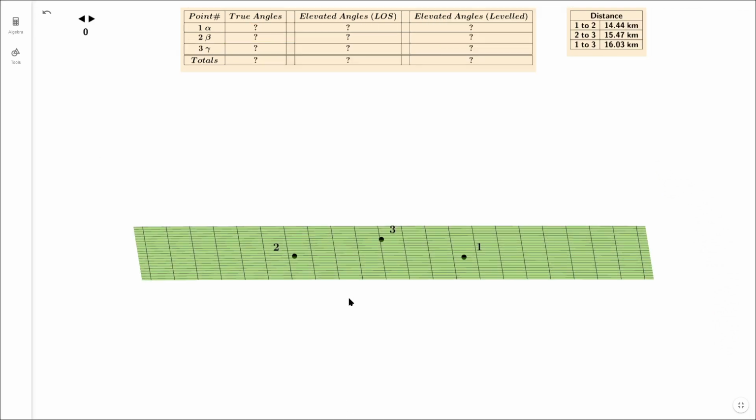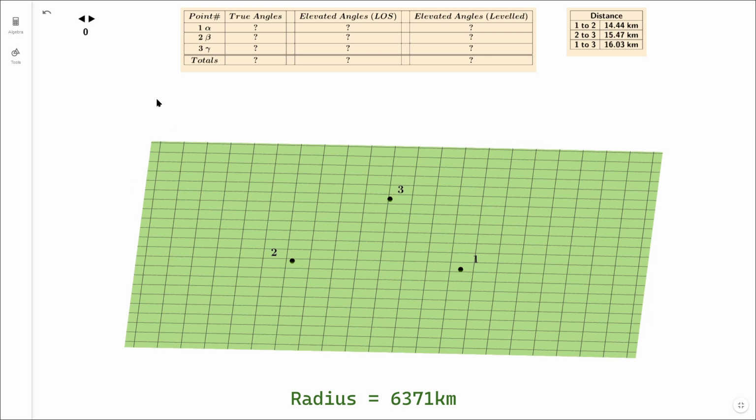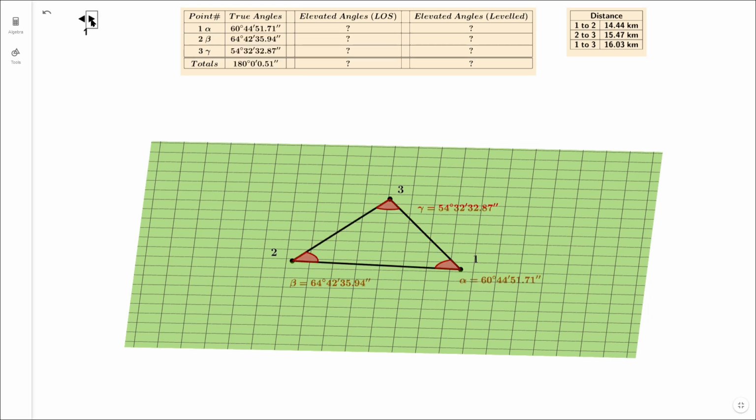Now I'll try this again, but this time I'll use a surface that will curve consistent with that of the globe Earth. Joining each point together with lines that are confined to the surface, we get a spherical triangle. And I can see this time these angles sum to slightly more than 180 degrees.